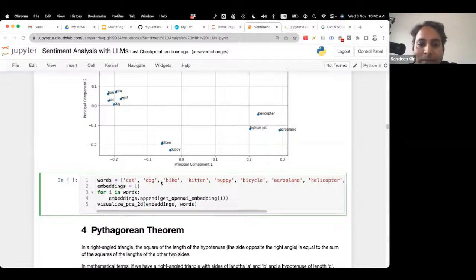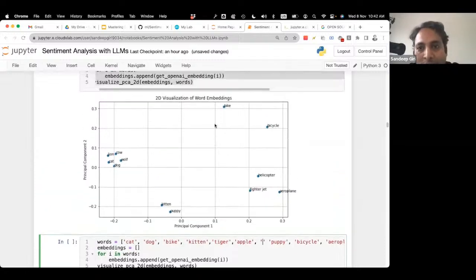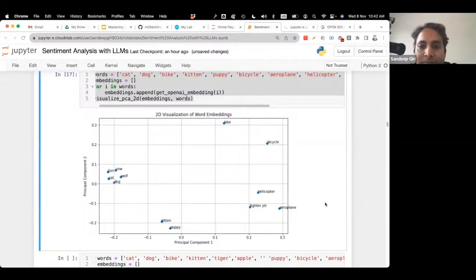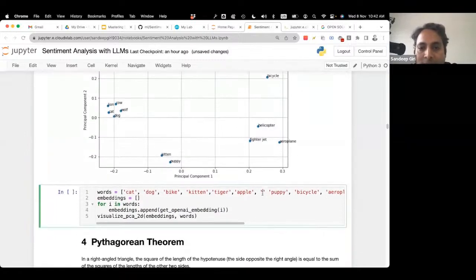Tiger. Okay. Let me put tiger. I'll put tiger extra. Okay. I will put tiger. Okay. Apple. Lion we have already put, right? No. Lion is already there. Shivam, oh, you want it in caps, is it? Okay, let me put in caps. Apple.